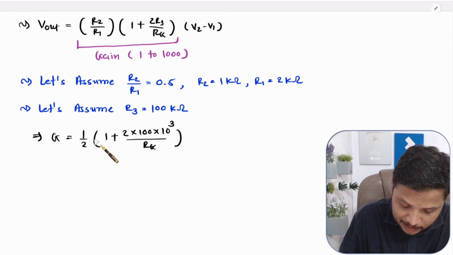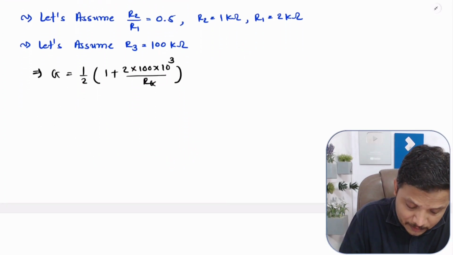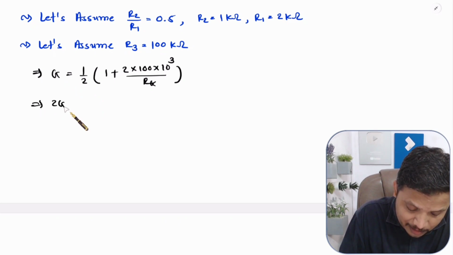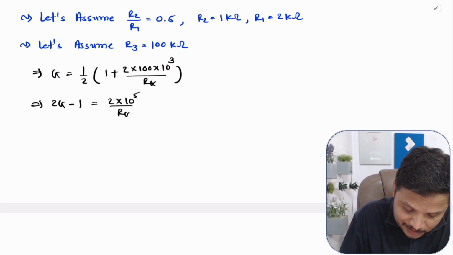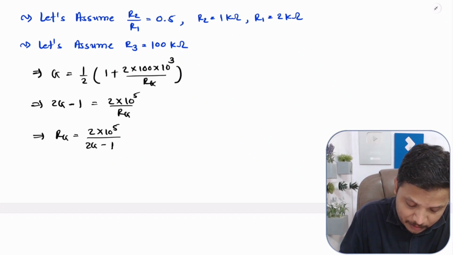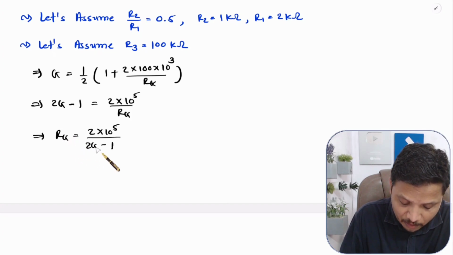Now let us simplify this in form of Rg. So here this 2 will go on the other side, so we'll be having 2G, and then this 1 that is getting subtracted over here. So 2G minus 1 equals 2 into 10 to the power 5 divided by Rg. Now we need to have Rg. So Rg is how much? 2 into 10 to the power 5 divided by 2G minus 1. So now we have the value of Rg in form of gain.